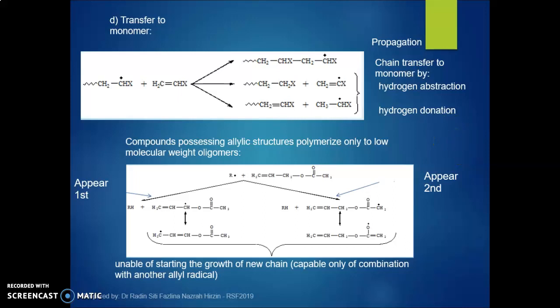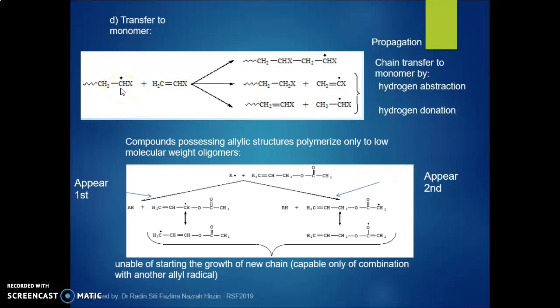So for today's lecture, we will continue with chain transfer to monomer. Chain transfer occurs when a chain stops growing, but polymerization does not stop because a new radical is generated. For chain transfer to monomer, it involves the transfer of hydrogen from the monomer. The hydrogen comes from this monomer, which is this hydrogen here, to the radical reaction.